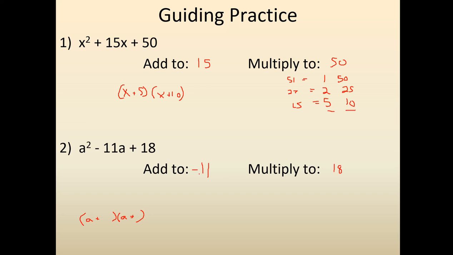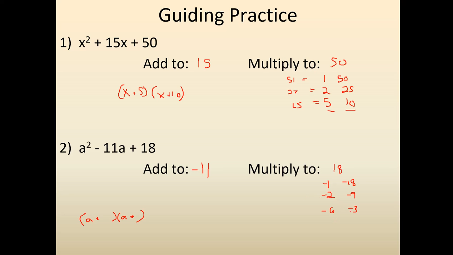Now, here's the thing, because this is positive and this is negative, that means these numbers that are multiplying to 18 are going to have to be negative numbers, because a positive plus a positive number will always give you another positive. So the numbers that we're going to use would be negative 1 and negative 18, negative 2 and negative 9, negative 6 and negative 3, and that I believe is it.